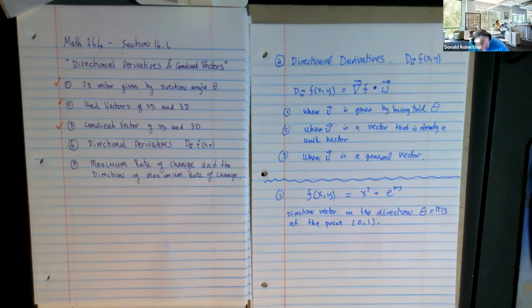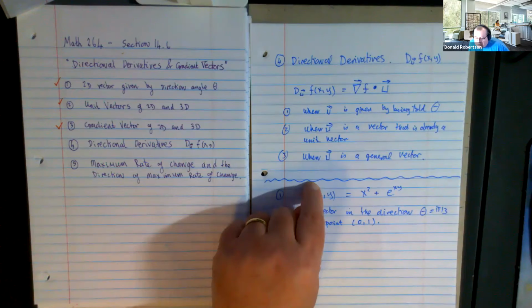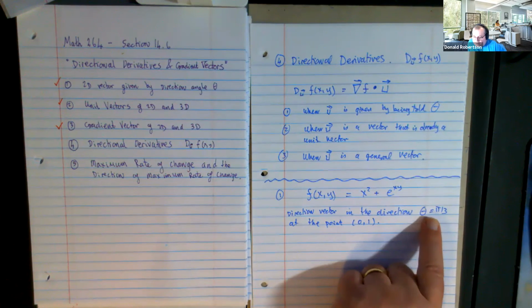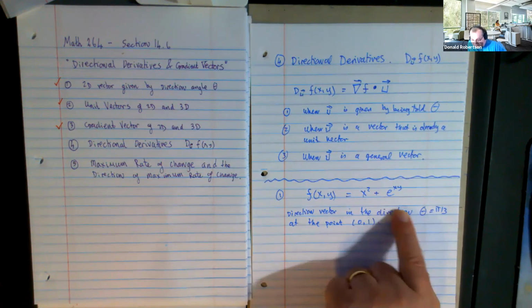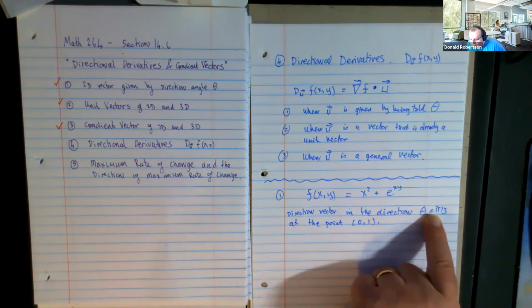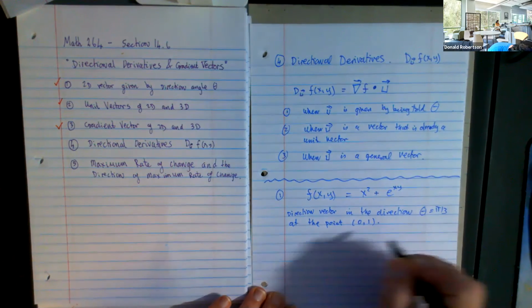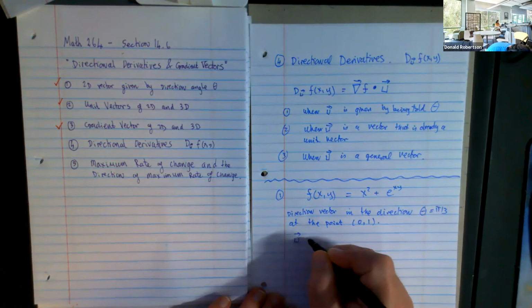So the question will have a function. You will have a point at which you're going to calculate the directional derivative, in this case at the point (0, 1), and you'll be given a direction. Now the direction vector here is given by the angle that it's making. But sometimes you might be told the vector v is (4, 5), or the vector v is (a half, a third), whatever it might be. So let's get the unit vector first.